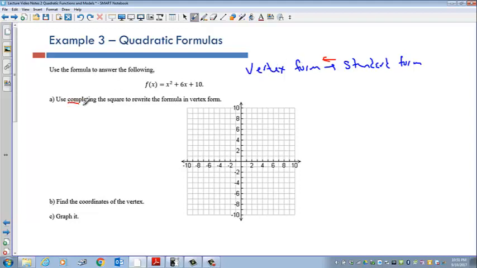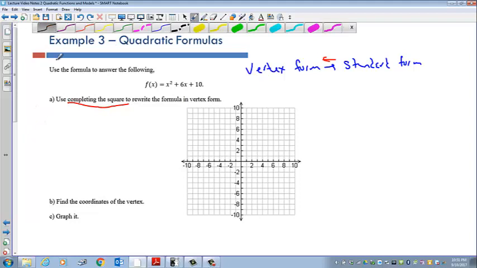All right, so we're going to use completing the square to do this. We're going to use completing the square to rewrite the formula in vertex form. So this is actually pretty simple once you master it.